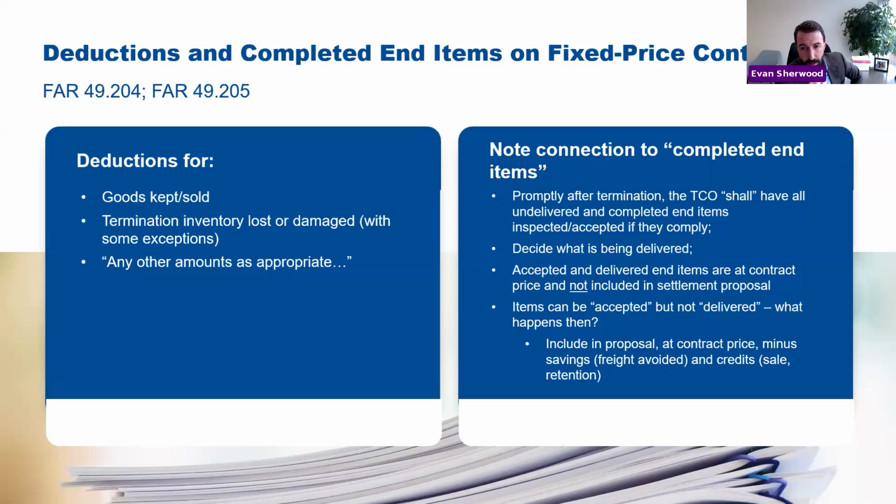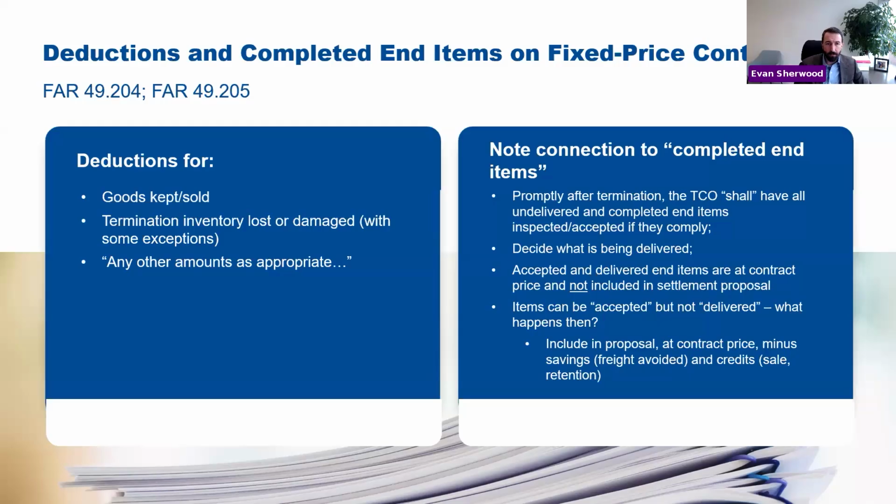There is a connection here to completed end items. If you have a completed end item, you finished work. This is for contracts that are generally about delivering unit deliverables. If you've got it done, and if the government accepts it, then they have to pay the contract price for it, right? That's not even sort of a termination matter. That's just the contract. They accepted it, they have to pay the price.